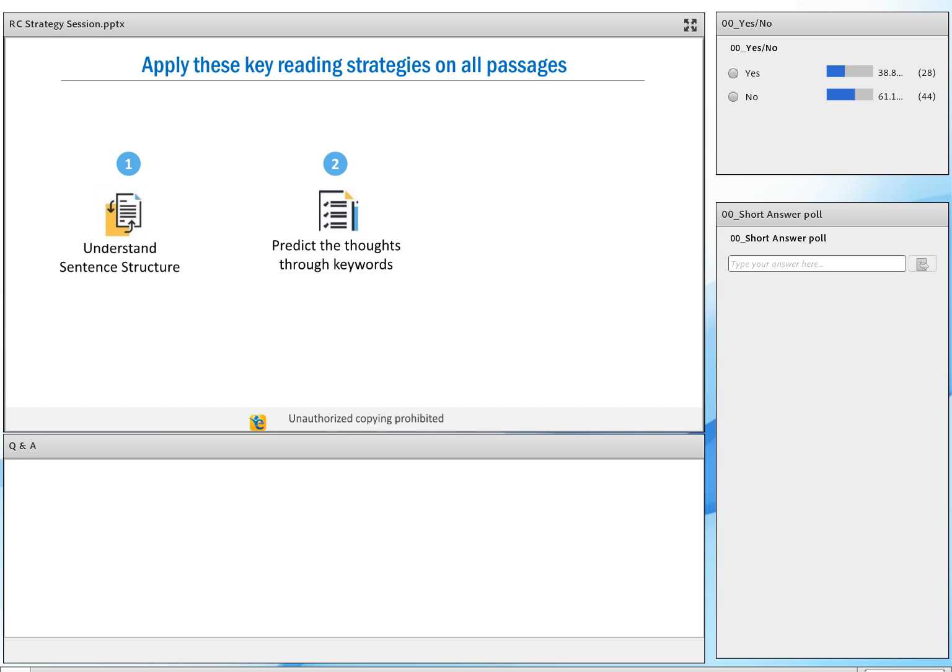The second one is predict the thoughts through keywords. Now, what do I mean by that? Predicting the thoughts through keywords means that whenever you see any transition words, let's say however, moreover, furthermore, those words, you should always pause before you read what follows. You should pause and understand, given what the author has said till now, and given this transition word, what do you think the author is going to talk about next? That is the kind of processing that should happen in your mind even before you read what comes after that transition word.